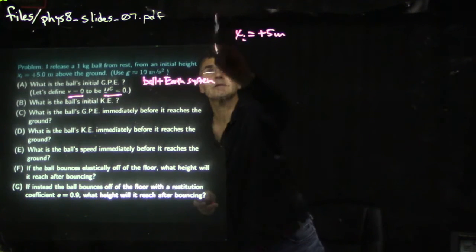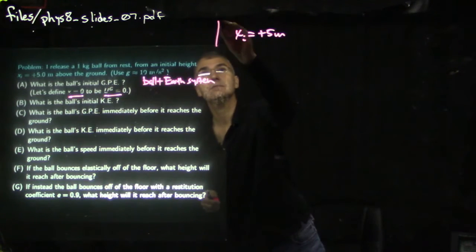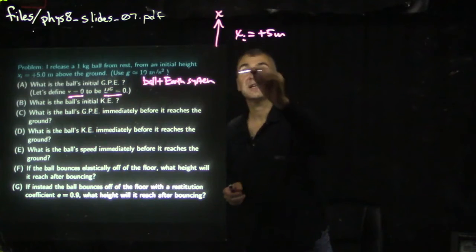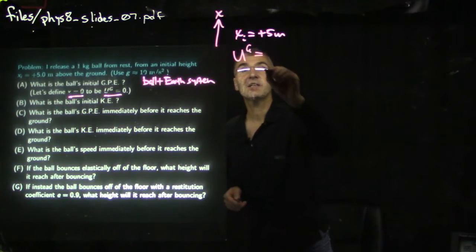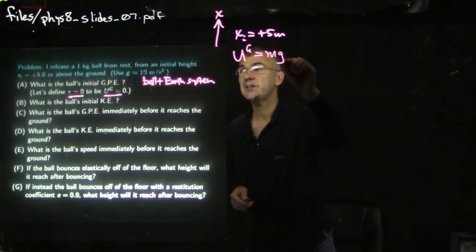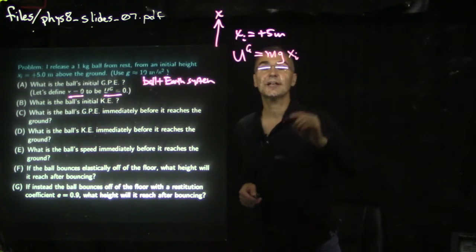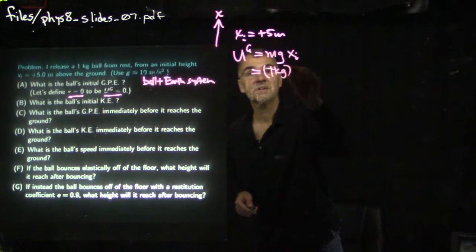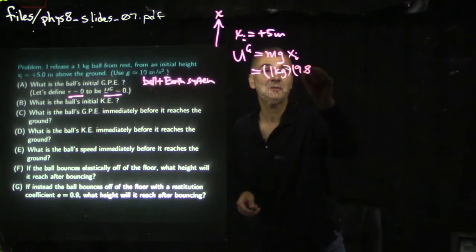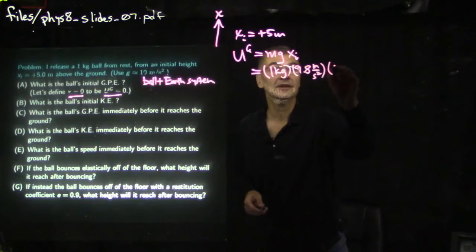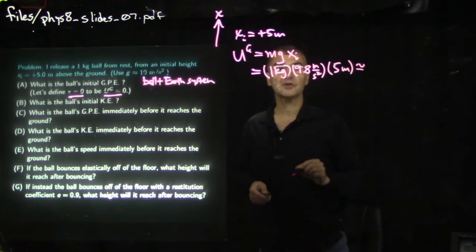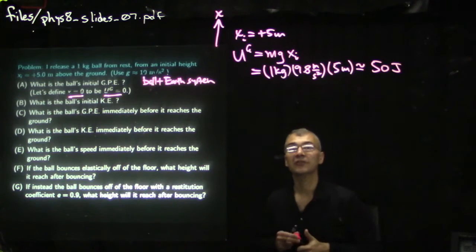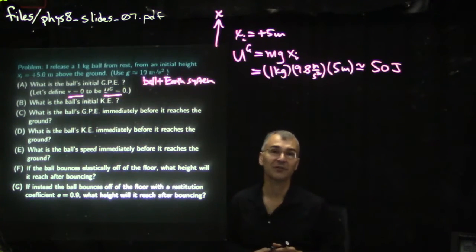So I would say the initial gravitational potential energy is mg x initial, because we're taking x equals 0 to be where U gravitational equals 0, and that is 1 kilogram times 9.8, well, I'll write 9.8 even though I'm going to use 10, 9.8 meters per second squared times 5 meters, which is approximately 10 times 5, which is 50 joules, okay? The unit of energy is a joule. So initially we have 50 joules of gravitational potential energy stored in that Earth plus ball system.